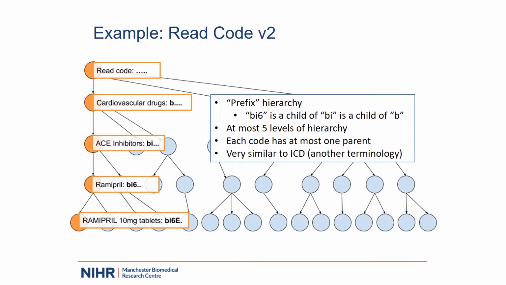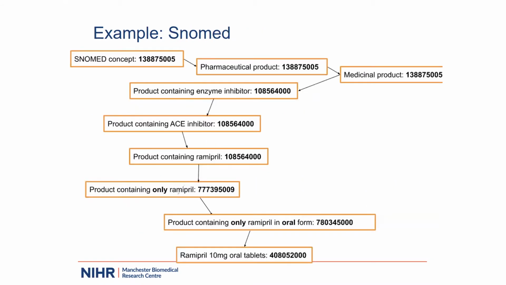It also means each code has at most 1 parent. So BI can only be the child of B because that is the prefix of BI. And it is useful in some ways to be able to have more than 1 parent, but in Read code you can't. Now Read code itself and this sort of prefix hierarchy is very similar to another terminology called ICD, and as I mentioned before, that's what's used in secondary care in the UK.